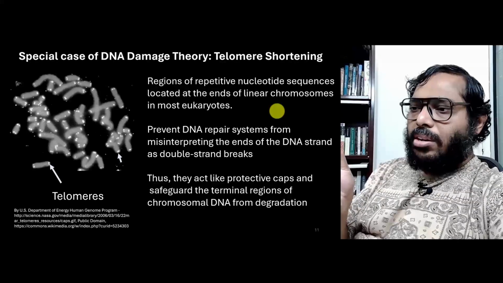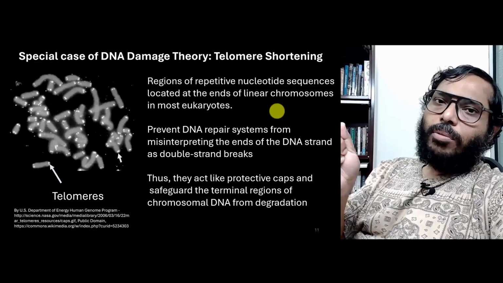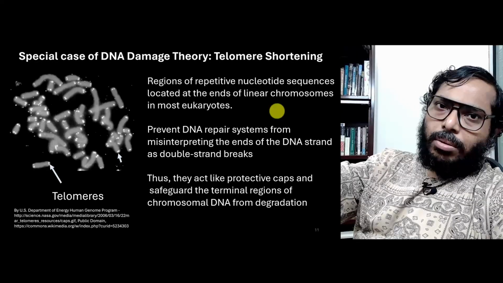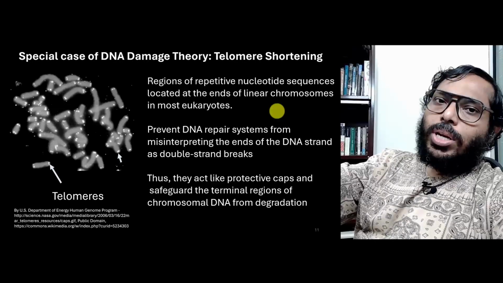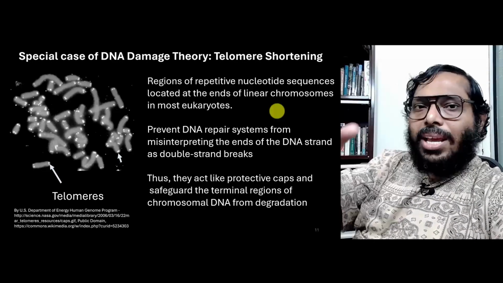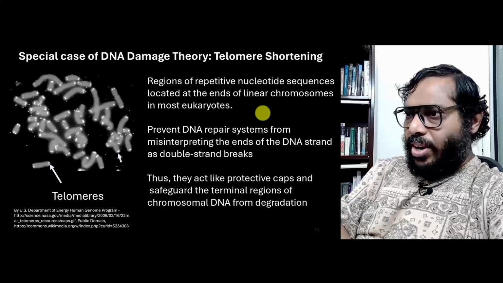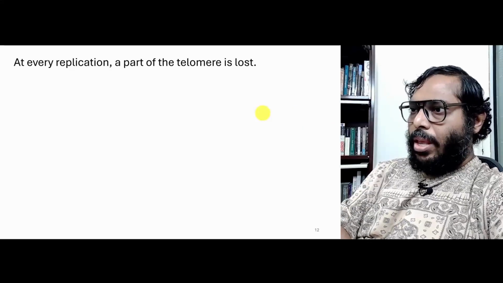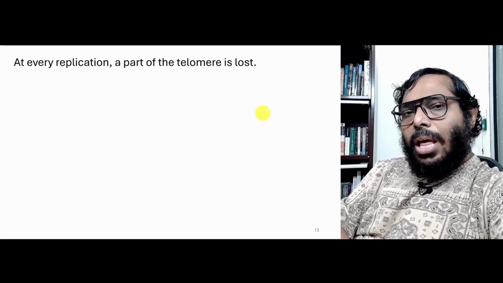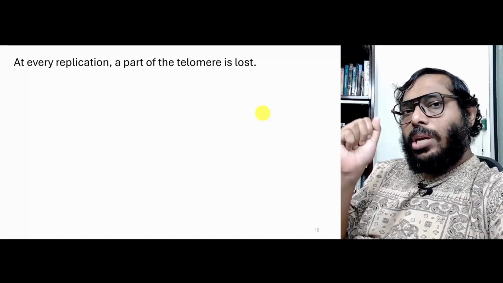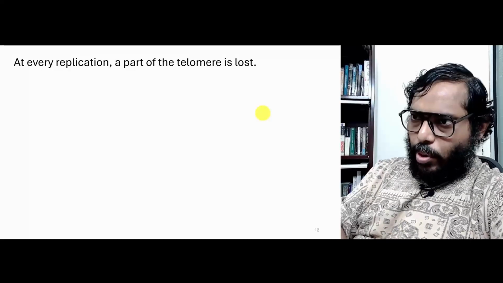They safeguard the terminal regions of the chromosomal DNA from degradation, because otherwise these DNA repair mechanisms can actually end up marking that particular DNA for destruction. The telomeres prevent that. Now, it is known that at every replication a small part of the telomere is lost. Okay, you can't do anything about it.